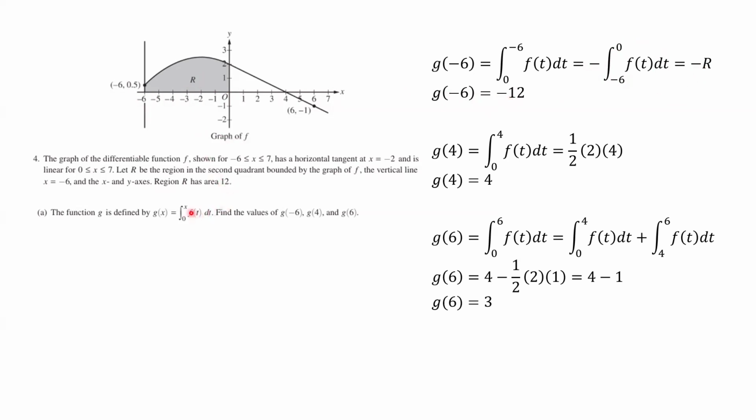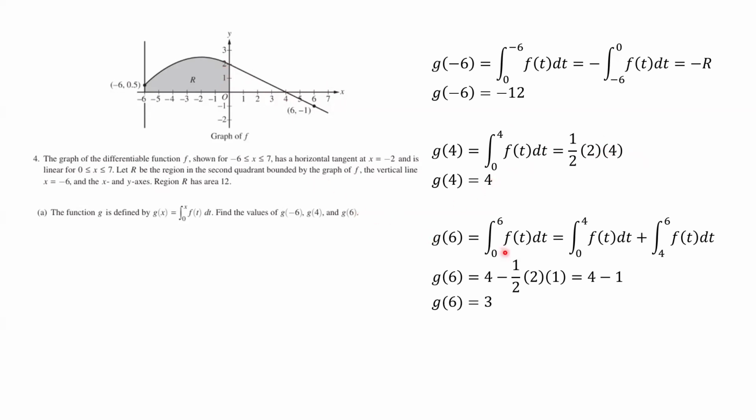g of 4 is the integral from 0 to 4 of f of t dt. That's the area under the curve from 0 to 4, so we want the area of this triangle. It'll be half times the base, which is 4, times the height, which is 2. Half times 2 times 4, which is 4.